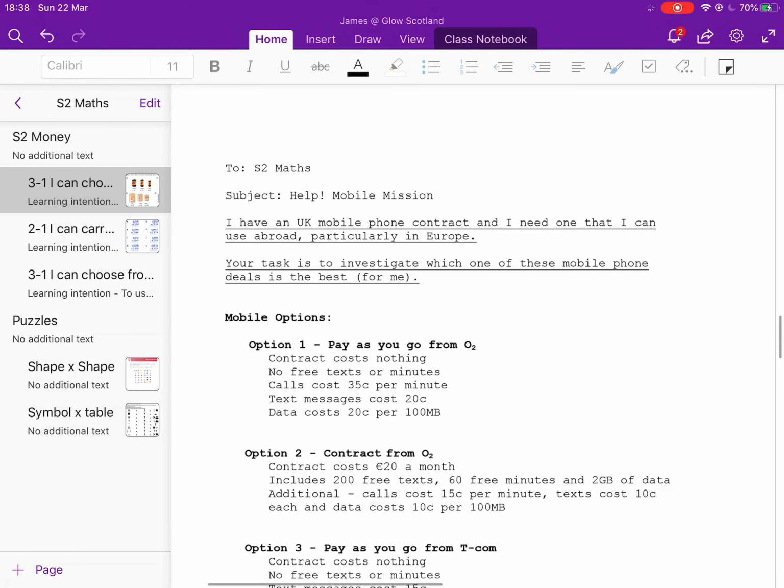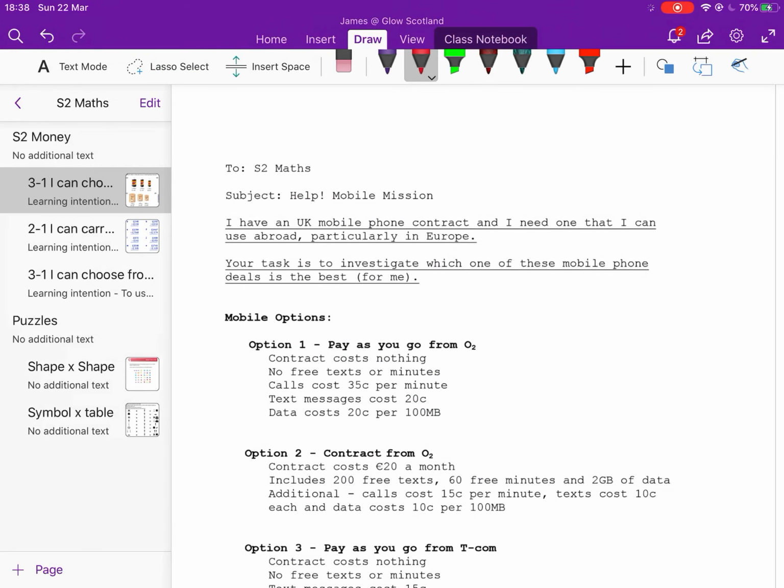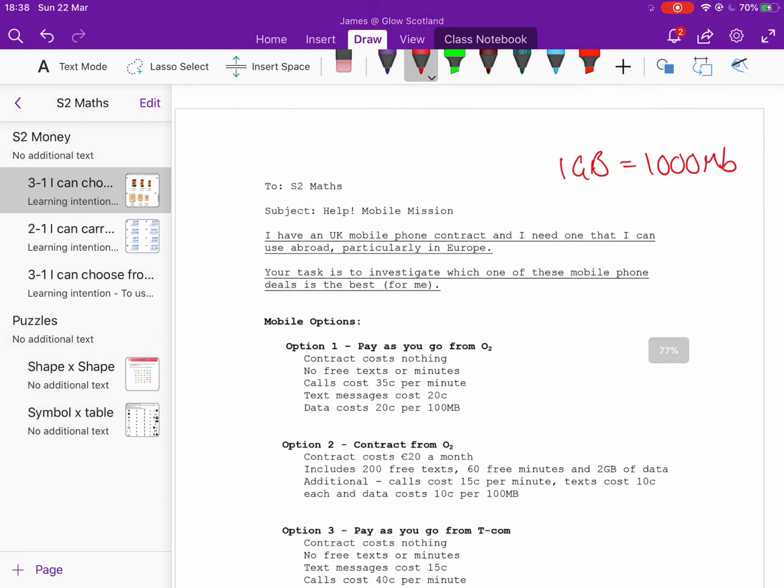Probably worth pointing out here, just for your information, that we tend to talk about gigabytes of data when we're buying it, but 1 gigabyte of data is 1,000 megabytes when we're working out the cost for some of these.